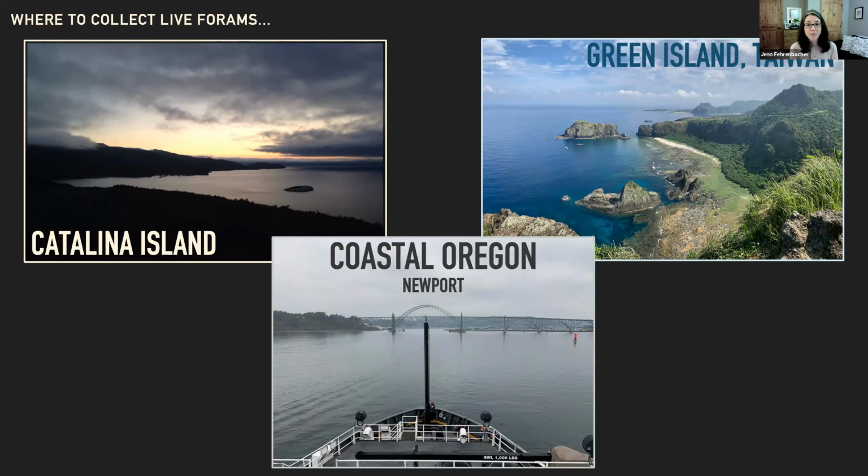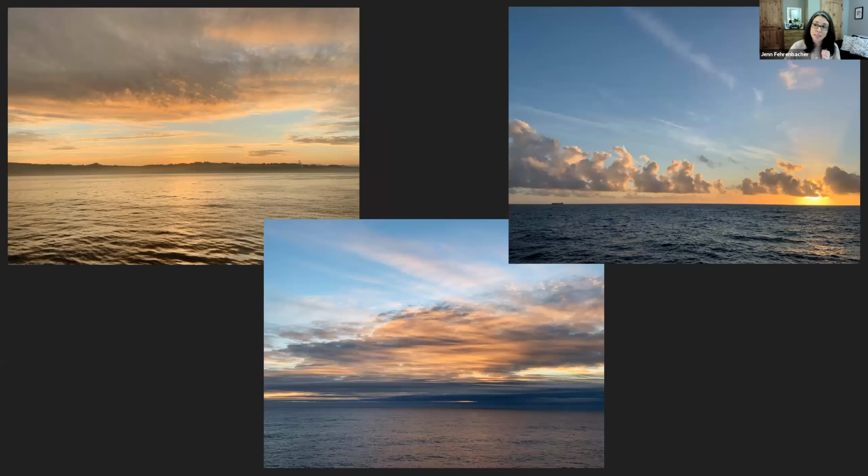And then since I've arrived in Oregon, we've had the opportunity to go out on some ships off the coast of Oregon to collect forams that live in cold water. This is a region that is really understudied in terms of collecting living specimens. And you look at Green Island and you look at coastal Oregon and you think, well, sometimes it's pretty dreary here in Oregon, but I've got to tell you, the sunsets and sunrises off the coast of Oregon on a good cruise are pretty outstanding.